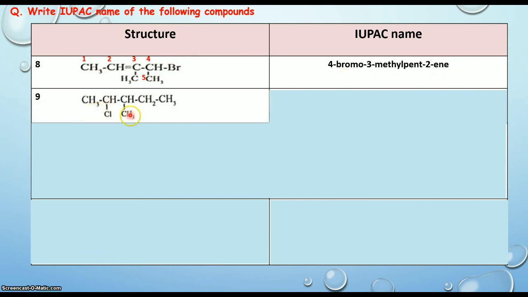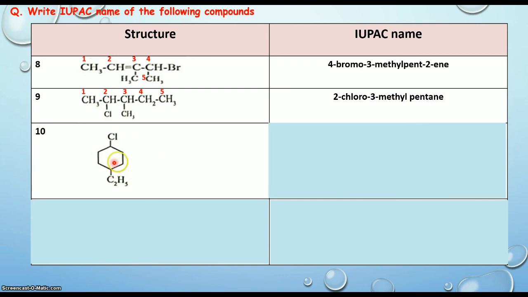The next structure is here. In this structure, 5 carbon atoms are there in a straight chain, and to follow the lowest locant rule, the correct numbering will be from the left hand side. So chlorine is present on the second carbon atom and the methyl group is present on the third carbon atom. Therefore, the IUPAC name of this structure is 2-chloro-3-methyl pentane.